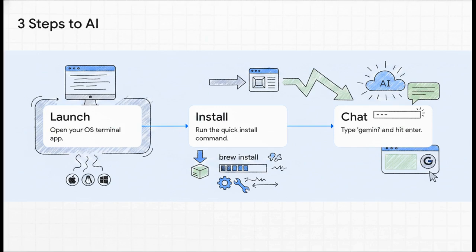It's literally just 3 quick steps. First, you launch your terminal. Doesn't even matter if you're on a Mac, Windows, or Linux. Second, you run a super quick install command. Third, you literally just type the word Gemini and hit enter. Boom, you log in and you are immediately chatting with Google's latest Gemini 2.5 Pro model directly inside your terminal, totally utilizing their generous free tier. It really is that easy.